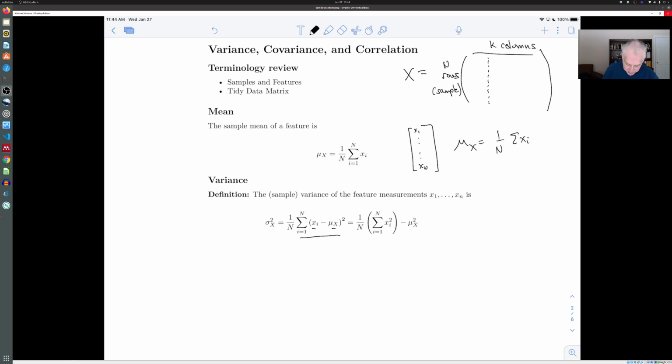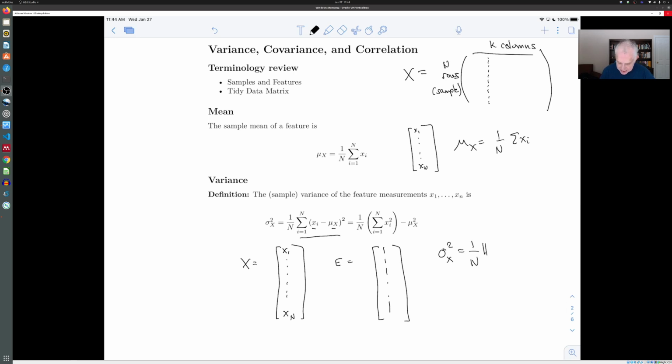And we have a geometric interpretation of this as well, because if we think of a column of our data matrix as being a vector in n-dimensional space, and we let e be the vector 1, 1, 1, 1, 1, 1, 1, then sigma x squared, the variance, is 1 over n times the squared distance between the vector x and the vector mu x e. And so we also have a geometric interpretation of the variance.